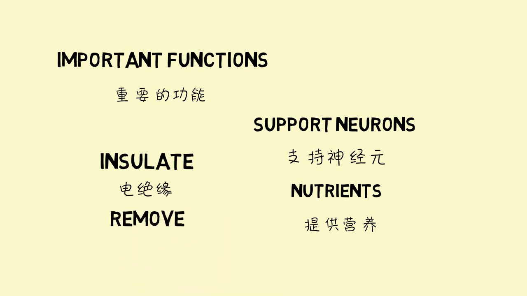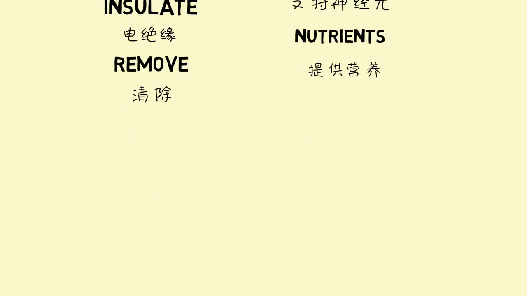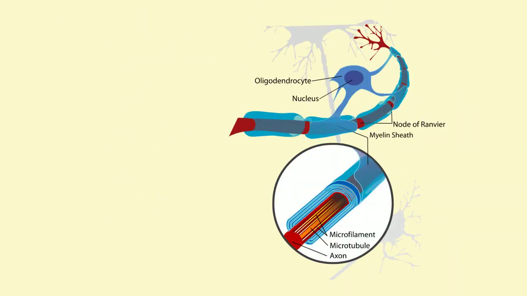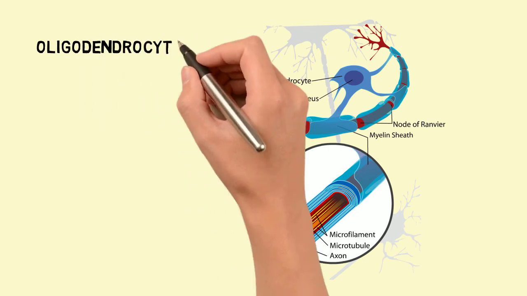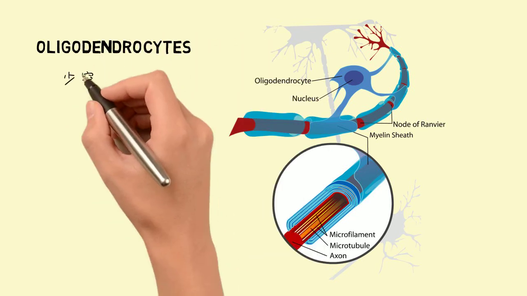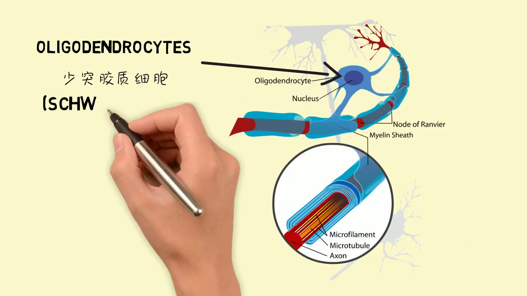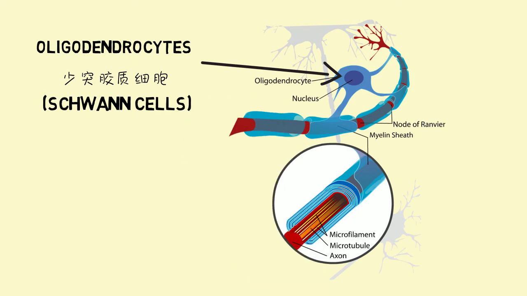A very important type of glial cell, oligodendrocytes in the central nervous system, and Schwann cells in the peripheral nervous system, generate layers of a fatty substance called myelin that wraps around axons and provides electrical insulation, which allows them to transmit action potentials much more rapidly and efficiently.